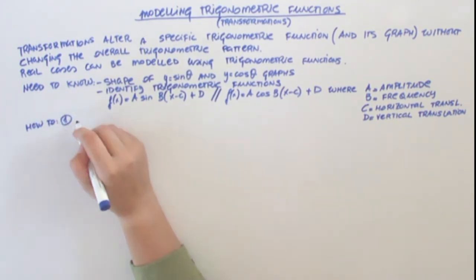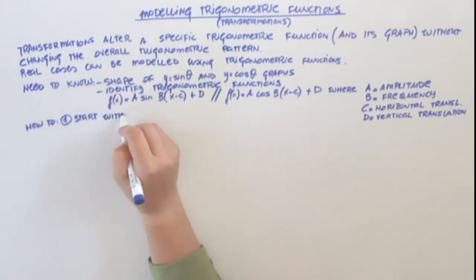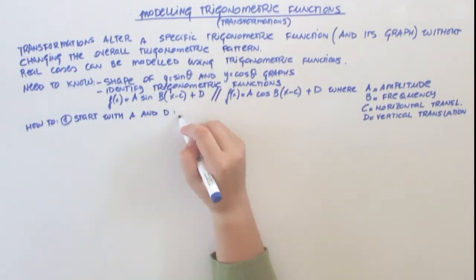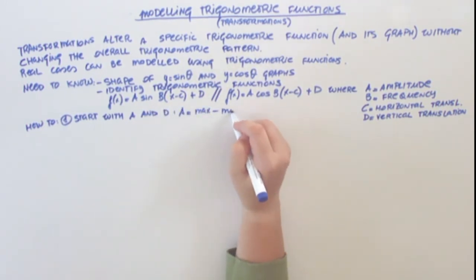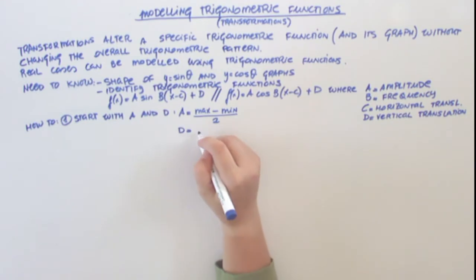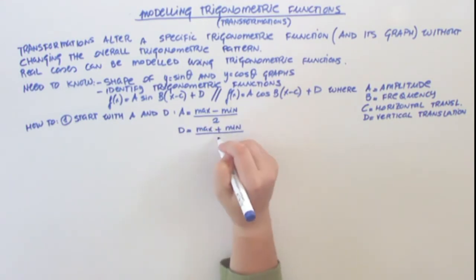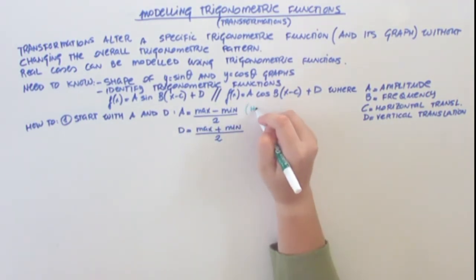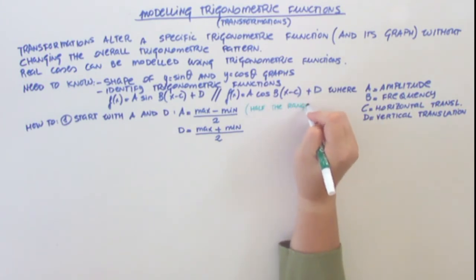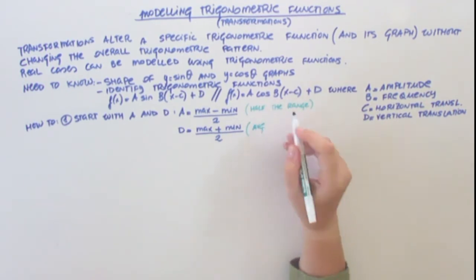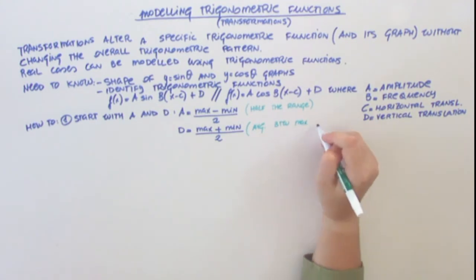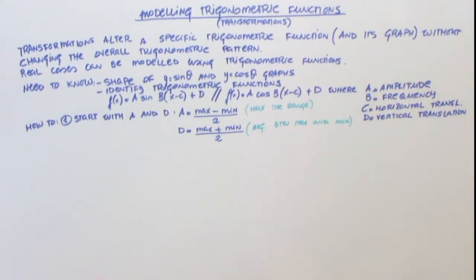For our how-to step-by-step, first start finding information about a and d. A will be the maximum minus the minimum over 2, and d will be the maximum plus the minimum over 2. So a is half of the range, and d is the average between maximum and minimum.